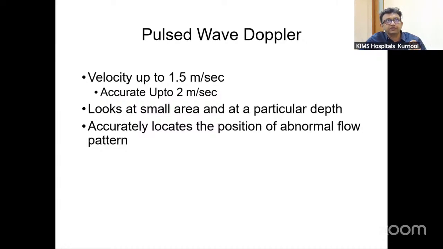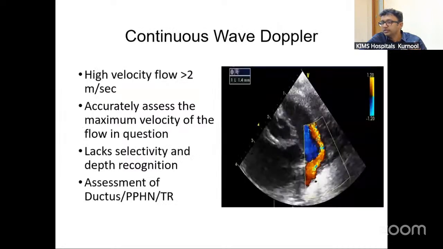That's how the pulsed wave Doppler helps. It gives the accurate assessment at a particular depth. So at this position, this is the velocity of the blood flow. But it cannot measure the higher velocities, which are above 2 meters per second. For such blood flows, or turbulent blood flows, we will need continuous wave Doppler.